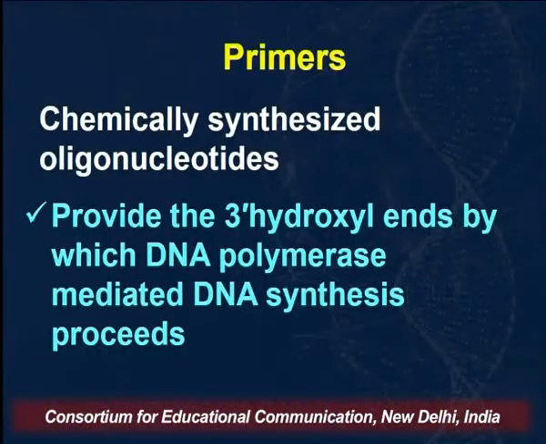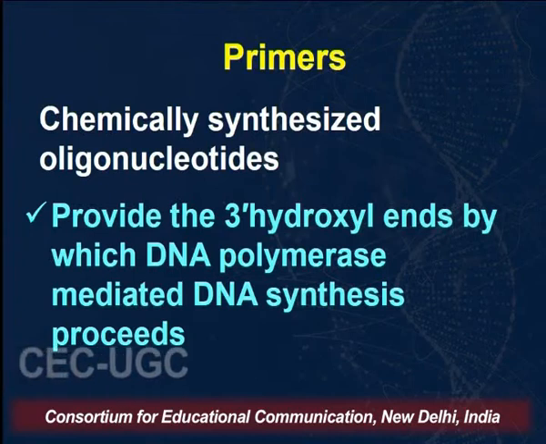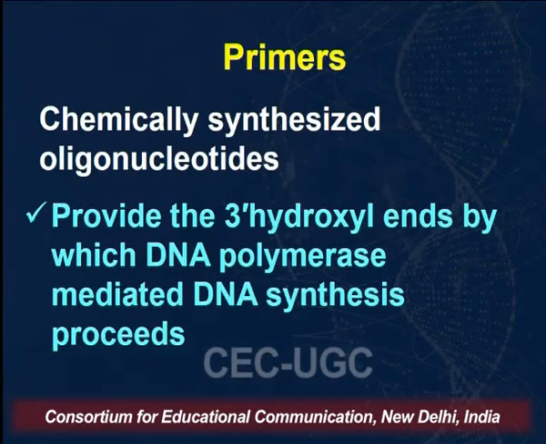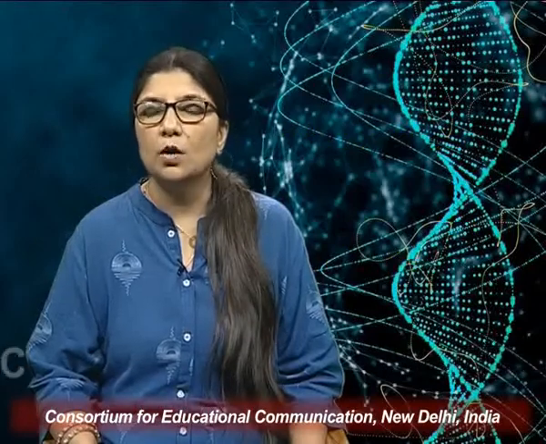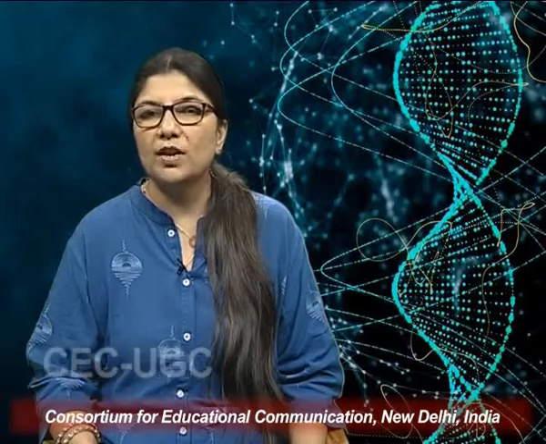They provide the 3' hydroxyl ends from which DNA polymerase mediated DNA synthesis proceeds. So you know how phosphodiester bonds are formed and how one base is attached to another base. When one base is there, it provides that 3' hydroxyl group, and the primer provides it for the synthesis. DNA polymerases cannot start the synthesis de novo. It requires a 3' end on which another nucleotide can be added. That 3' hydroxyl group is provided by the primer.